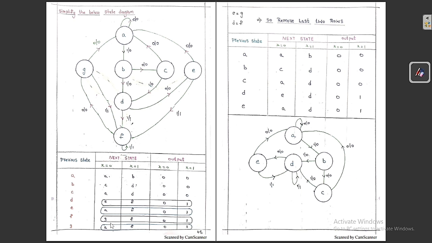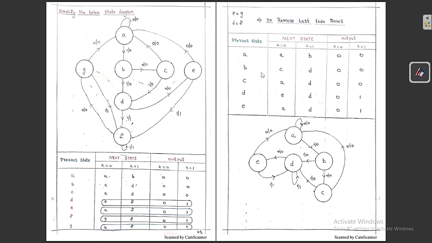So I am going to neglect this F and G and I am going to consider only up to A, B, C, D, E. Only these rows I am going to consider because these are identical. So I am going to remove them from this diagram, from this block. So remove the last two rows, because D is equal to F and E is equal to G.